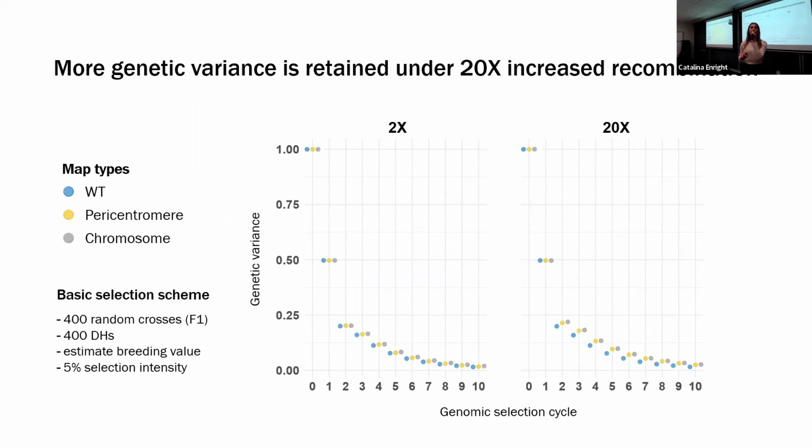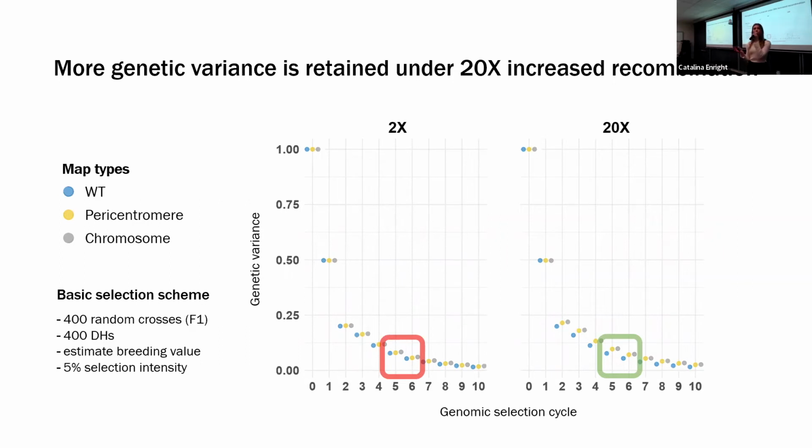Our map types, again, are highlighted by their colors, with blue for the wild type, yellow for the pericentromere map type, and gray for the chromosome map type. On the 2-fold increased map type, I'll introduce that under increased recombination, we expected to see that a larger map would retain more genetic variation over cycles of selection compared to wild type recombination. I highlighted it in red on the 2x increased map because that's not what we saw.